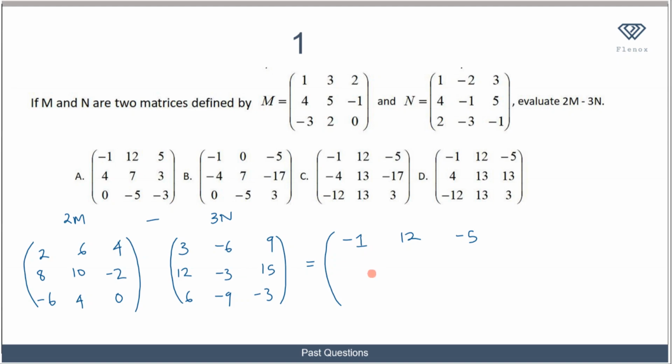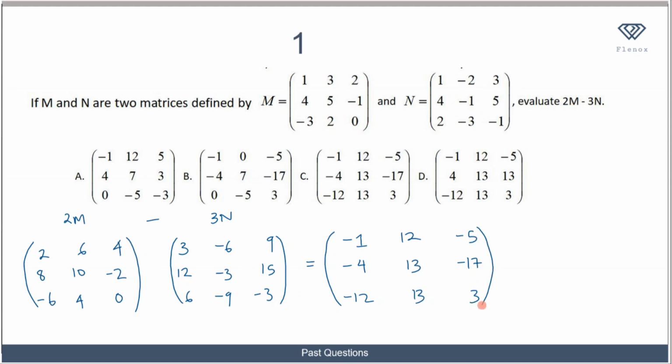For the next row, I have 8 minus 12, which will give me minus 4. I have 10 minus minus 3, which is the same thing as 10 plus 3, which will give me 13. I have minus 2 minus 15, which will give me minus 17. And for the third row, I have minus 6 minus 6, which will give me minus 12. 4 minus minus 9, which is the same thing as 4 plus 9, gives me 13. And 0 minus minus 3: minus times minus is plus, so that gives me 3.